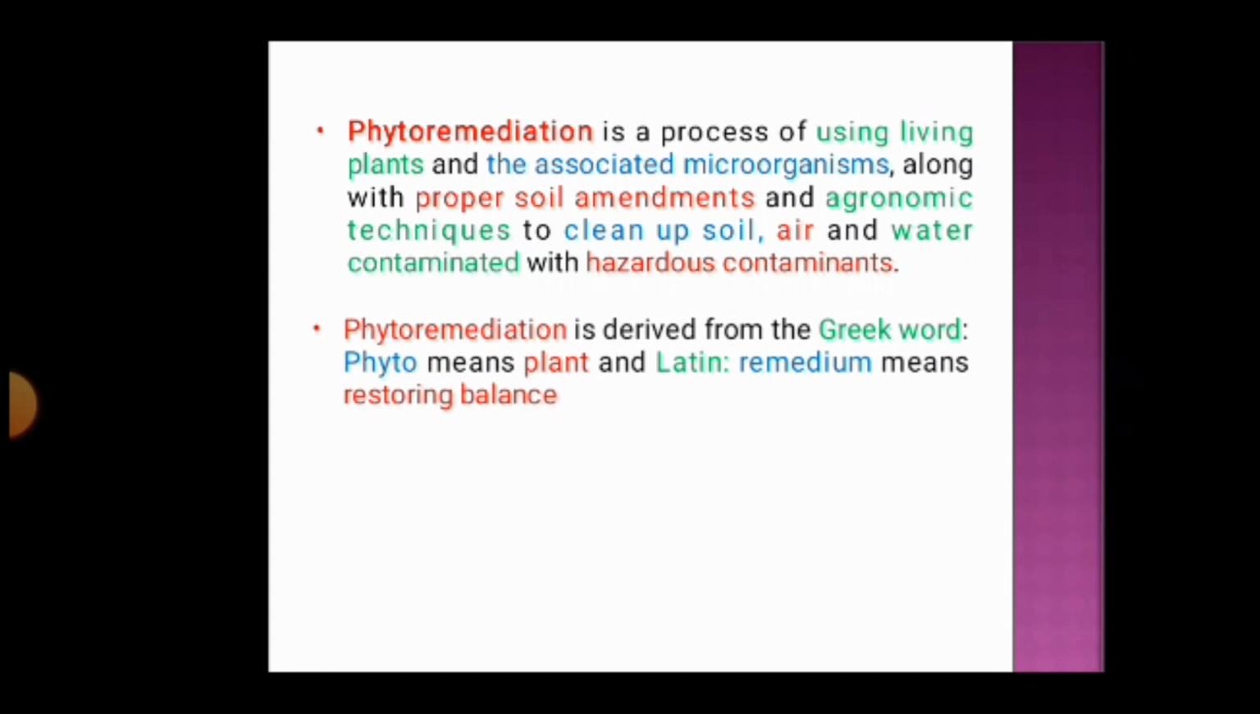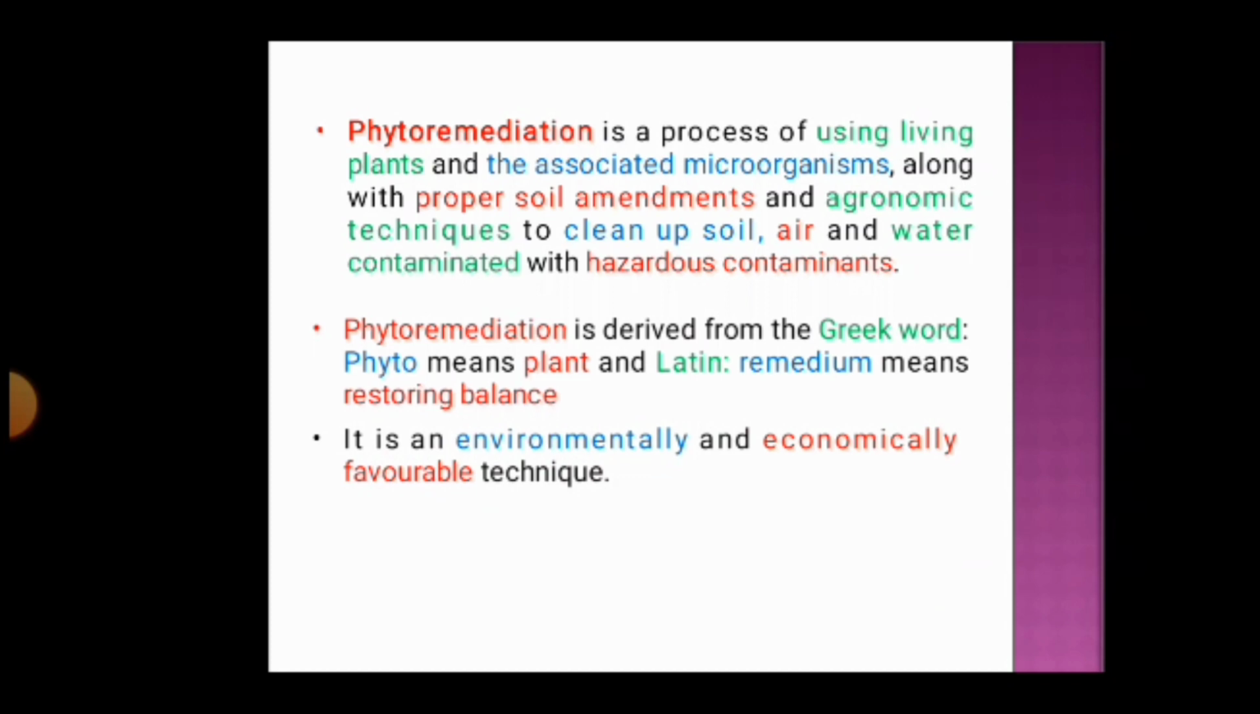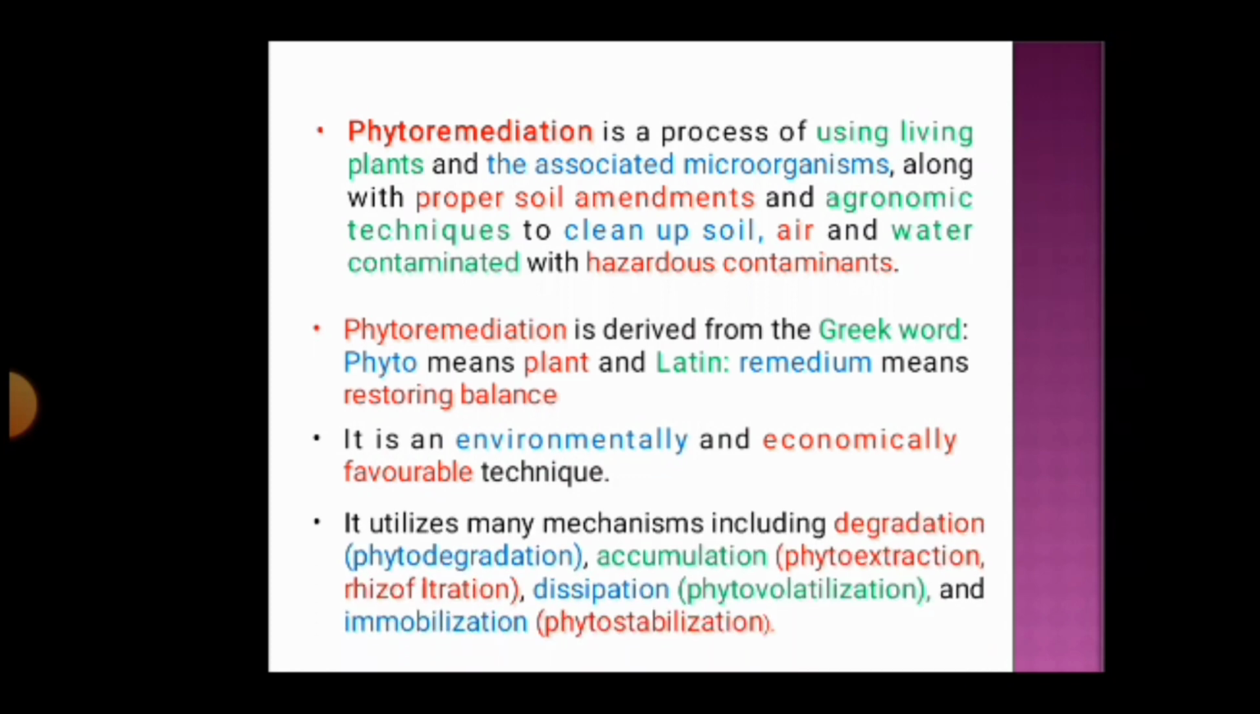Now, from where is phytoremediation derived? Phytoremediation is derived from the Greek word phyto, which means plant, and the Latin remedium, which means restoring the balance. It removes the pollutants from the environment, thus restoring the balance of the environment. It is an environmentally and economically favorable technique. It utilizes many mechanisms that include degradation, that is phytodegradation, accumulation, which includes phytoextraction and rhizofiltration. Next one is desiccation, which involves phytovolatilization, and the last one is immobilization, that is phytostabilization.